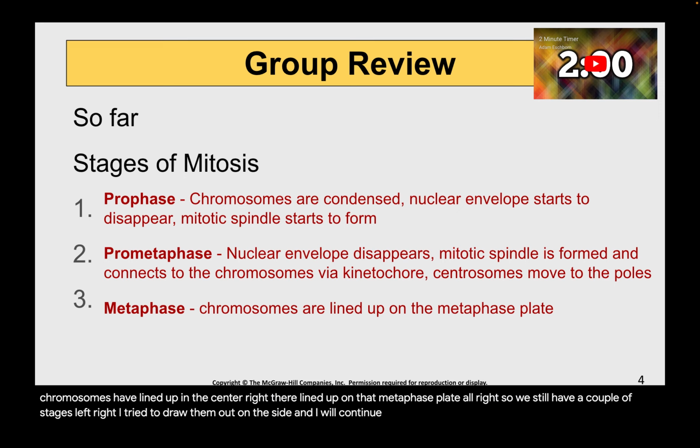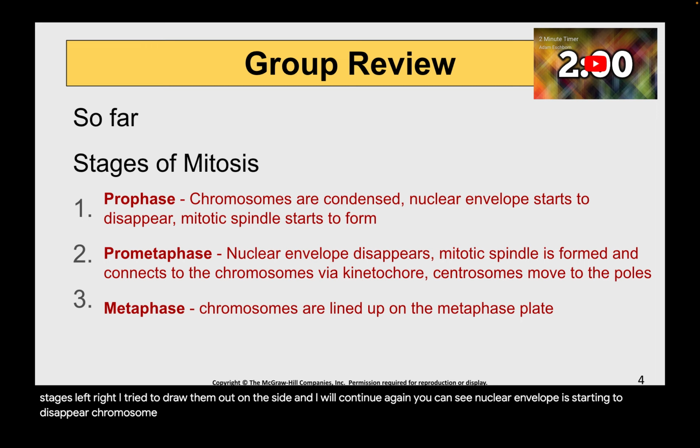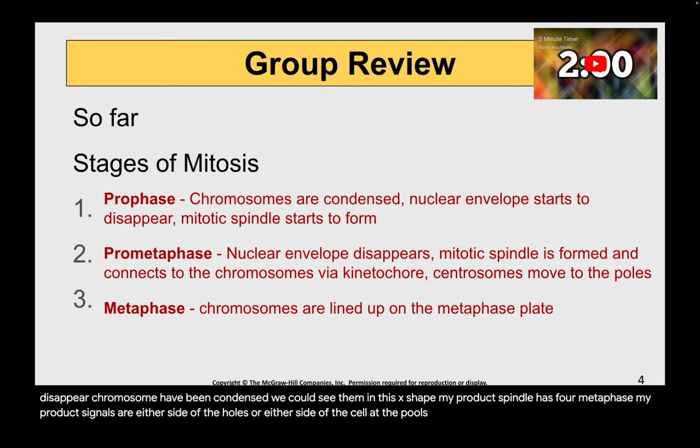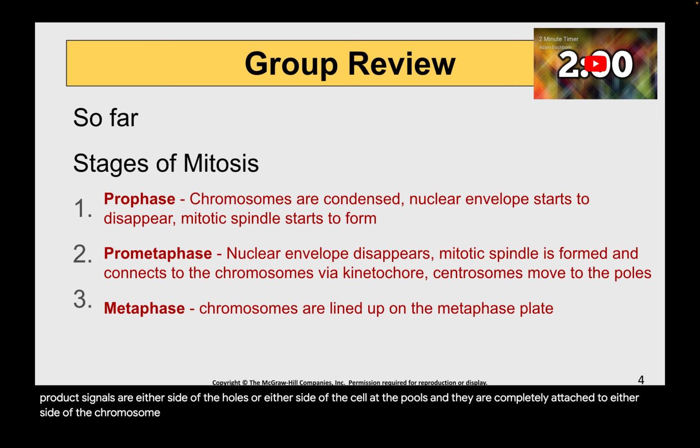So again, you can see nuclear envelope is starting to disappear. Chromosomes have been condensed. You can see them in this X shape. Mitotic spindle has formed. In prometaphase, mitotic spindles are on either side of the cell at the poles, and they are completely attached to either side of the chromosome. Then in metaphase, those chromosomes are all lined up in a single row on the metaphase plate.